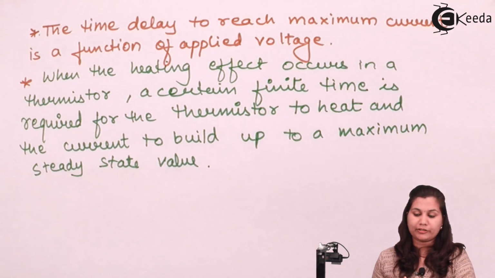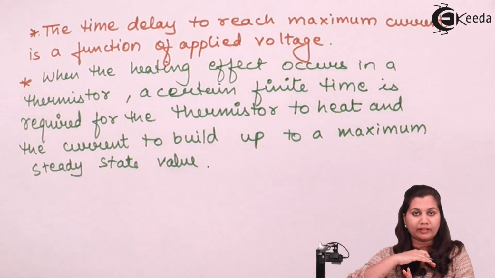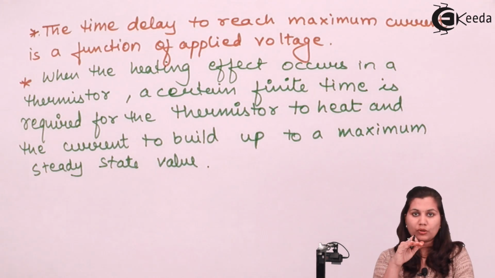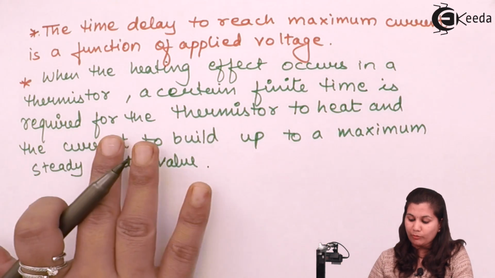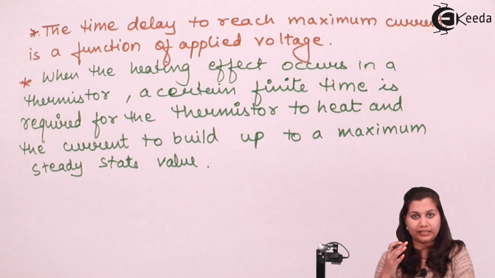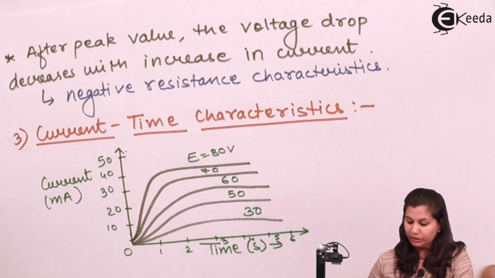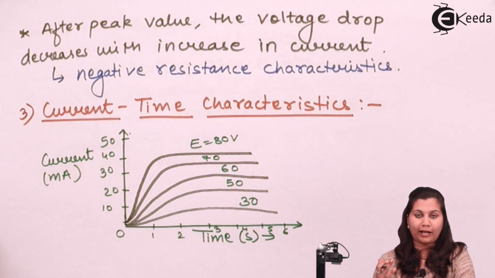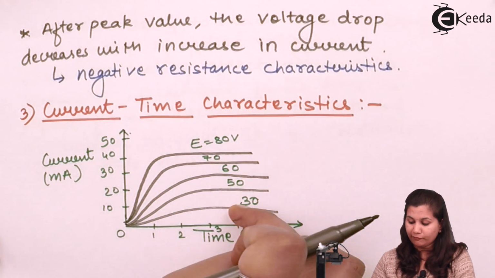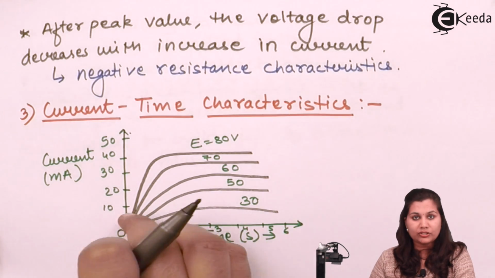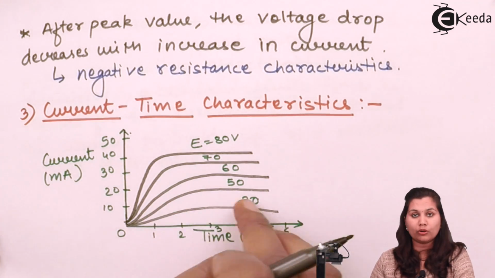So the heating effect of the thermistor affects this: when we are increasing the current, the voltage was also increasing. Now when it has reached the temperature value, after that the heating effect occurs, and a certain finite time is required for the thermistor to heat up and start decreasing the voltage, okay. So that is called the time delay. Here we have seen that this time delay to reach the maximum current value is a function of the applied voltage, okay. When we are decreasing the voltage, the time taken to reach this maximum current is also decreased.